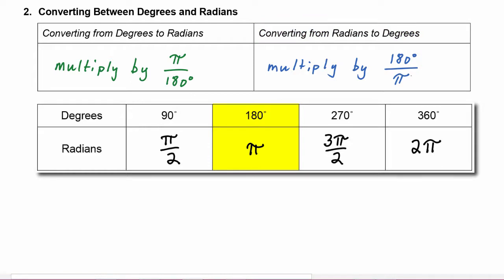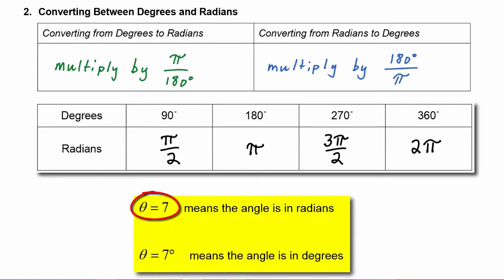Now you might wonder why we're leaving the units off of the radian measure. We don't put pi radians down here or pi radians up here. It's customary to leave the units of radians off. So if you see an angle written as theta equals 7, then that would mean that angle is in radian measure. It would have to say theta equals 7 degrees for it to be in degrees. So you assume it's in radians if there's no units. You only find out it's in degrees if the degree symbol is there.